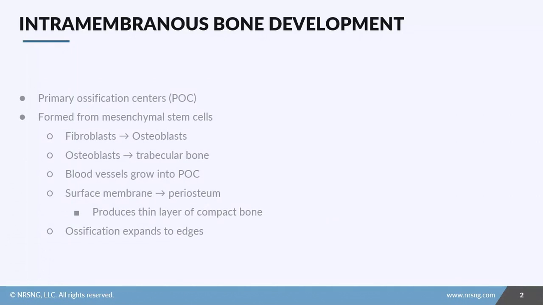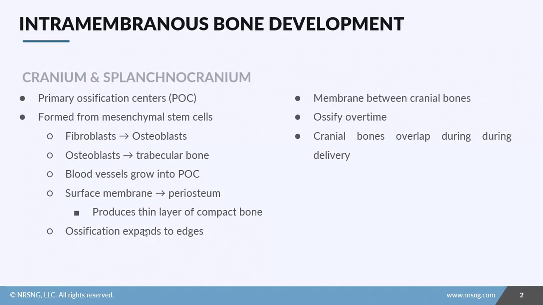In this lesson, we're going to take a look at the development of bones. In bone development, it happens really in two ways. You have intramembranous bone development, and you've got intracartilaginous bone development. Intramembranous bone development is the one we're going to talk about right now, and it's really about the formation of flat bones.